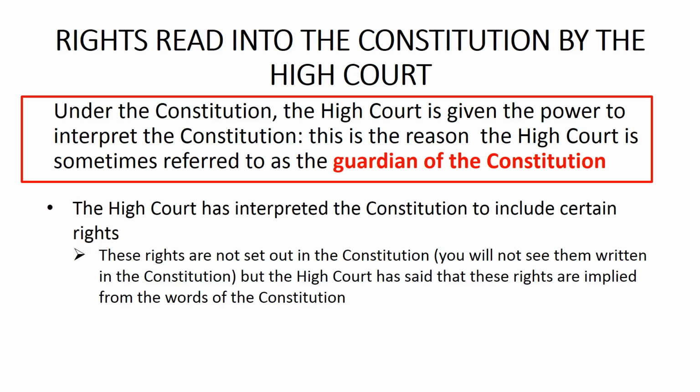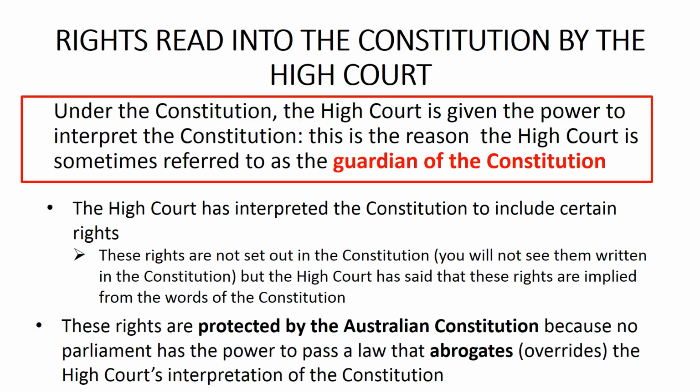Now, the High Court has interpreted the Constitution to include certain rights. These rights are not express rights. They're not rights that are actually set out in the Constitution. You won't see them written in the Constitution. But these are rights which the High Court has said are implied from the words of the Constitution. These rights are protected by the Australian Constitution because no Parliament has the power to pass a law that abrogates or overrides the High Court's interpretation of the Constitution.